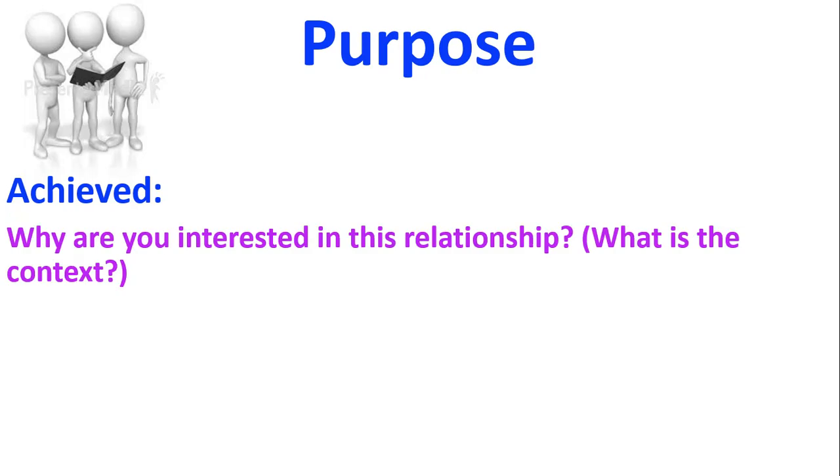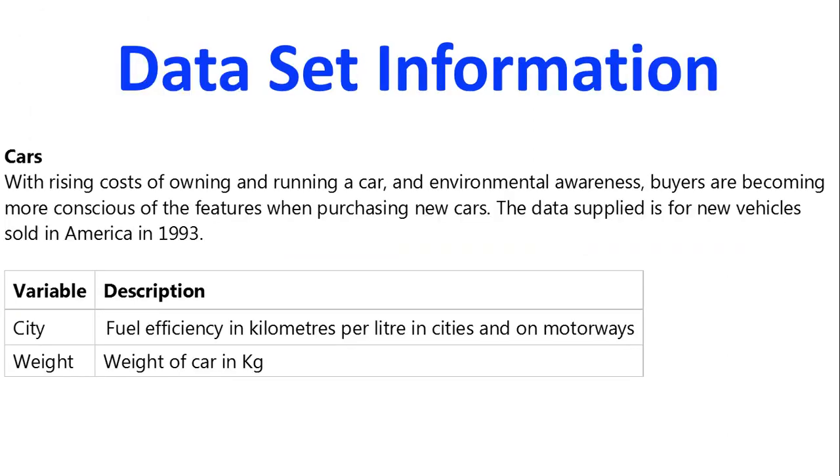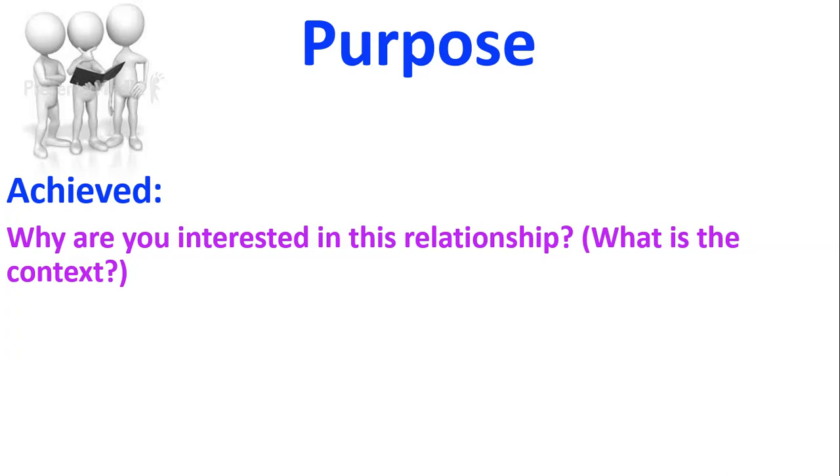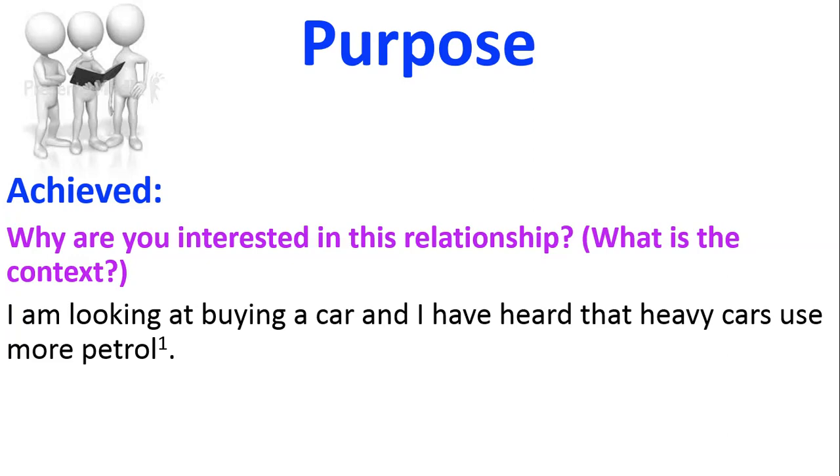For achieve level, this is the question we've got to ask ourselves: why are we interested in this relationship? So what is the context? If I just go back to that data set info, we're talking about how heavy the car is, and how fuel efficient the car is. We might want to know whether cars that are heavier or lighter are more or less fuel efficient. So a possible scenario might be, I want to buy a car, and I want to think about the fuel efficiency of the car before I buy it. So that might be my purpose.